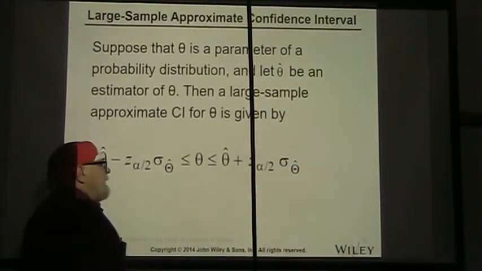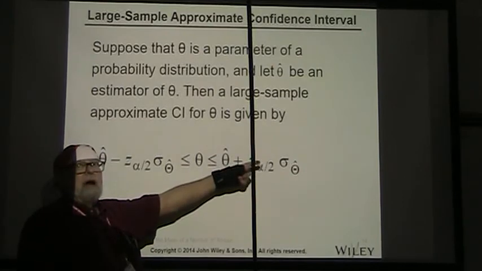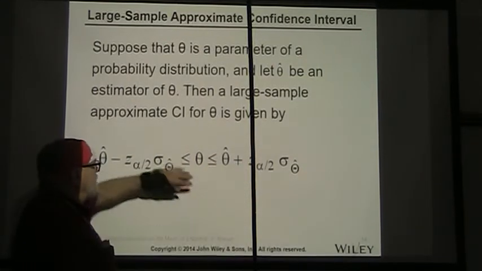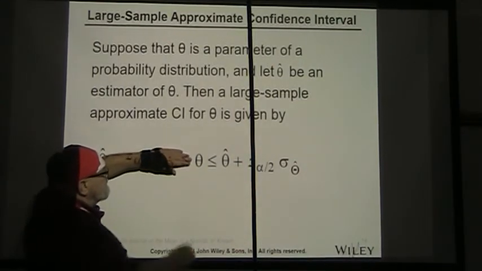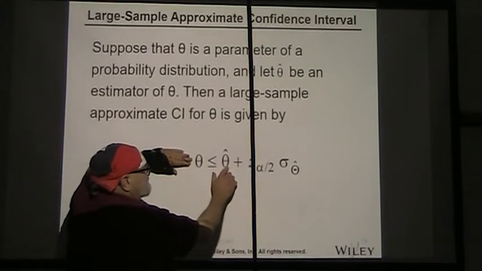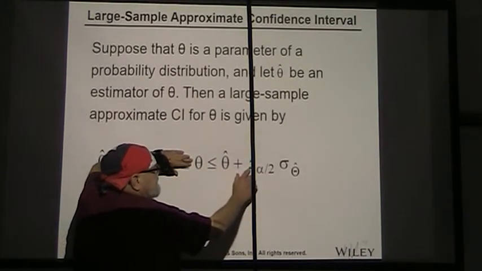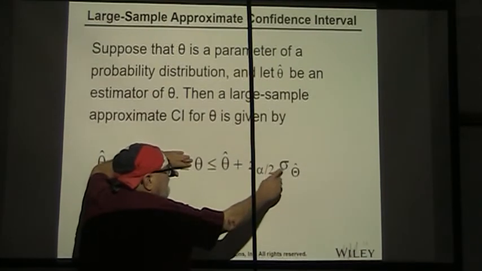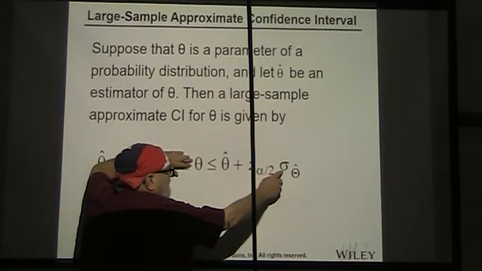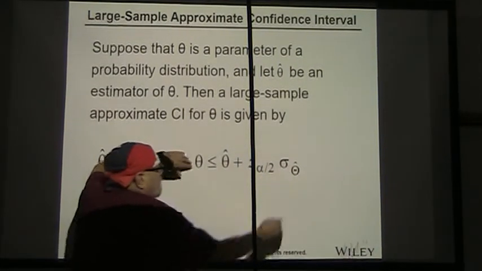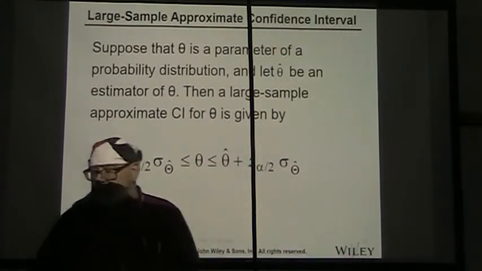Same thing if we want the upper bound confidence interval. We would say theta is less than or equal to theta hat plus z alpha times our standard deviation with reference to theta hat.